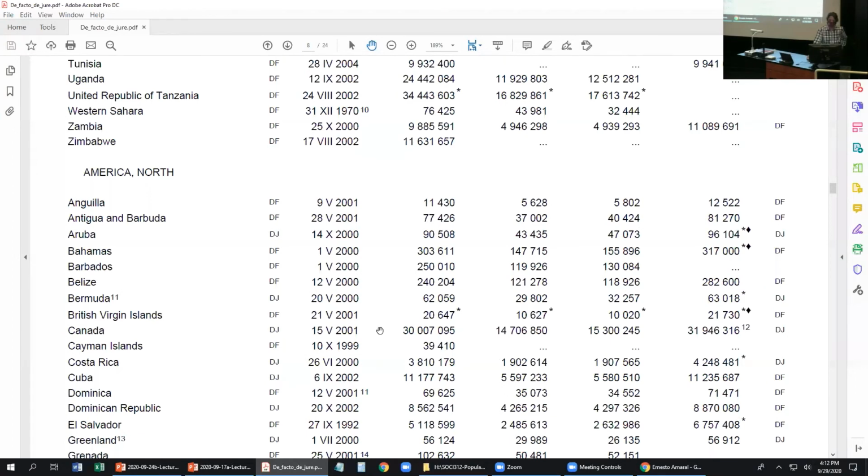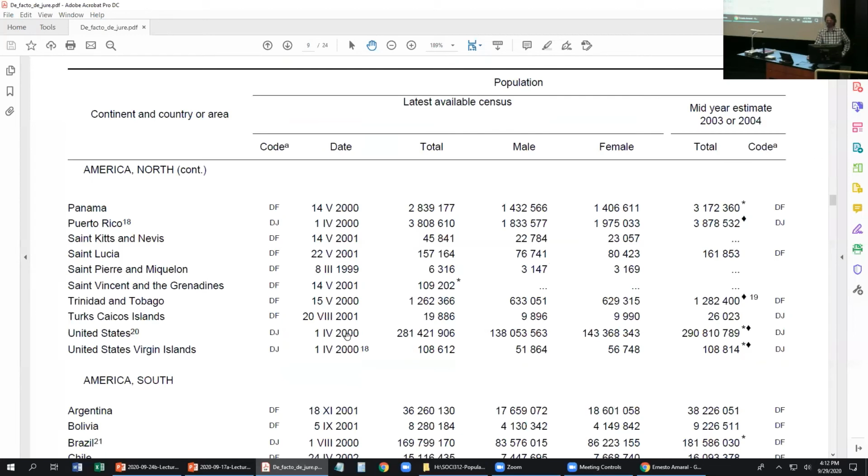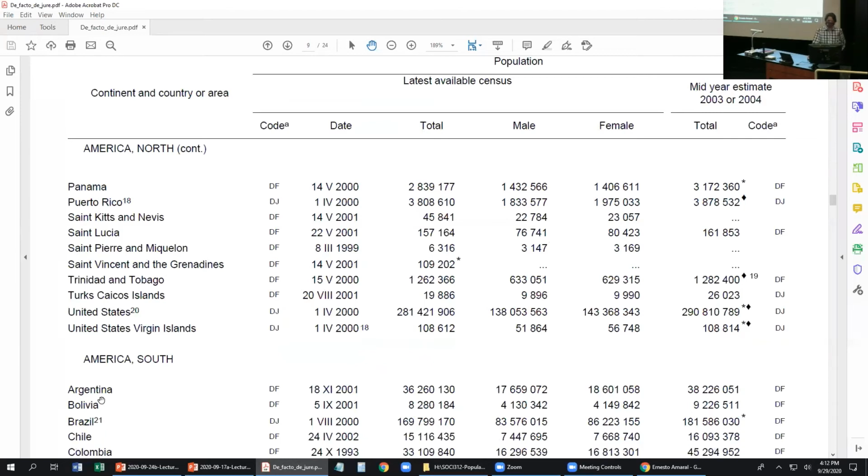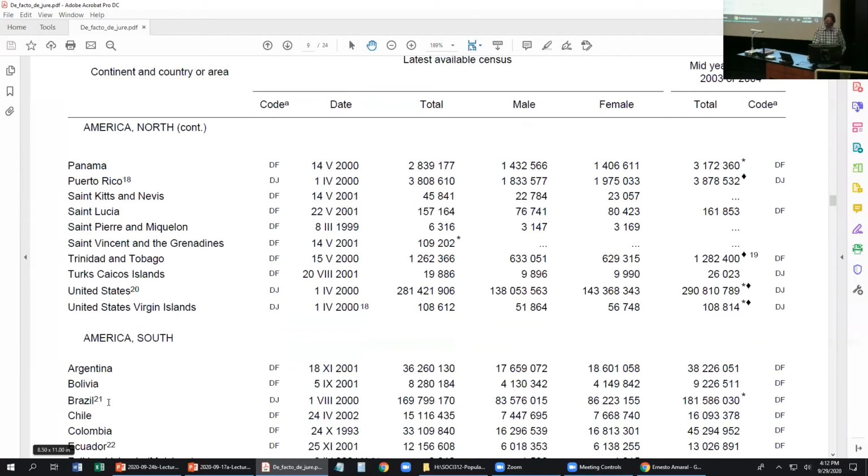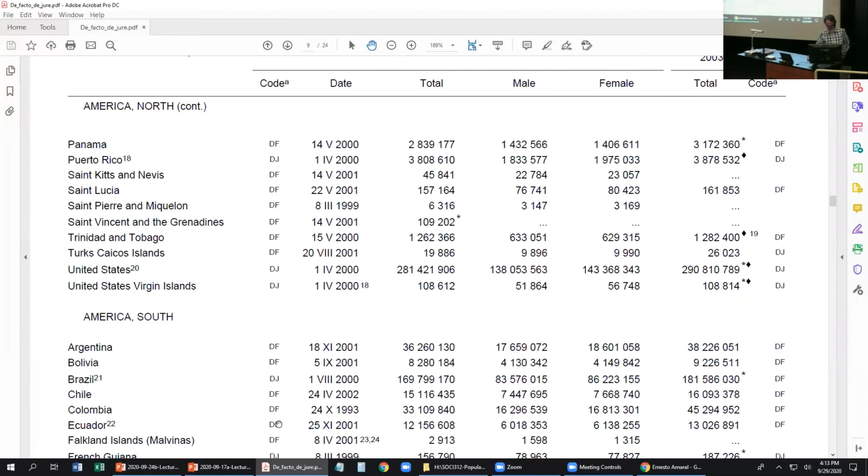And this publication is from 2006, so the latest available census in that case was the 2000 census, and the census day in the US is April 1st. And see how it varies from each country. Earlier today I said that the census day in Brazil is July 31st. I was wrong. It's actually August 1st, right? So one day later. So the census day varies for each one of the countries, and also the style of the census, whether it's de facto or de jure.